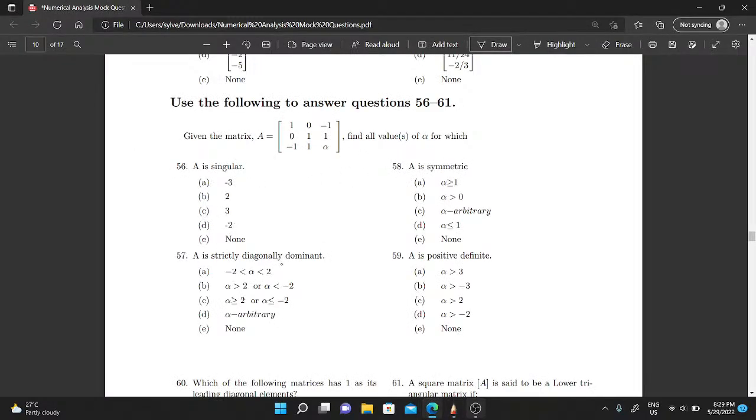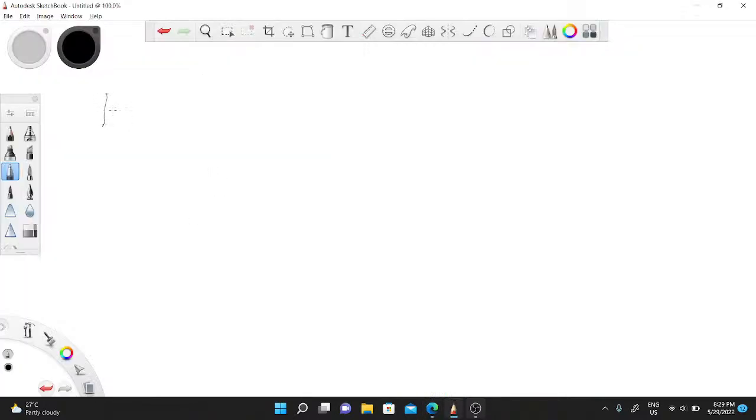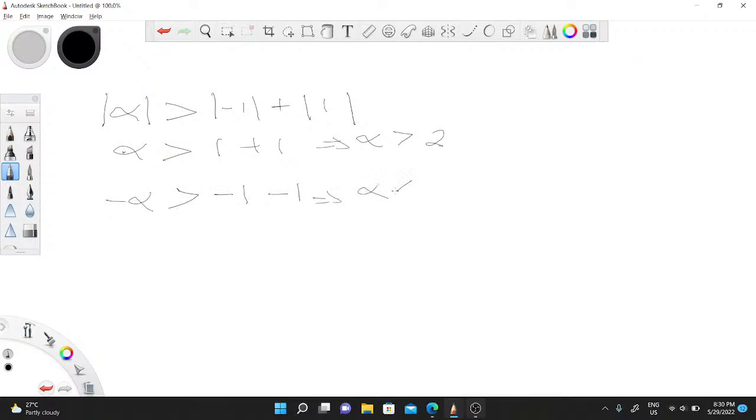Next question: A is strictly diagonally dominant. For diagonally dominant, we know that the magnitude of alpha should be greater than the magnitude of negative 1 plus the magnitude of 1. Modulus can be positive or negative. If we take the positive side, alpha is greater than 1 plus 1, which implies that alpha is greater than 2. Let me take the negative part.